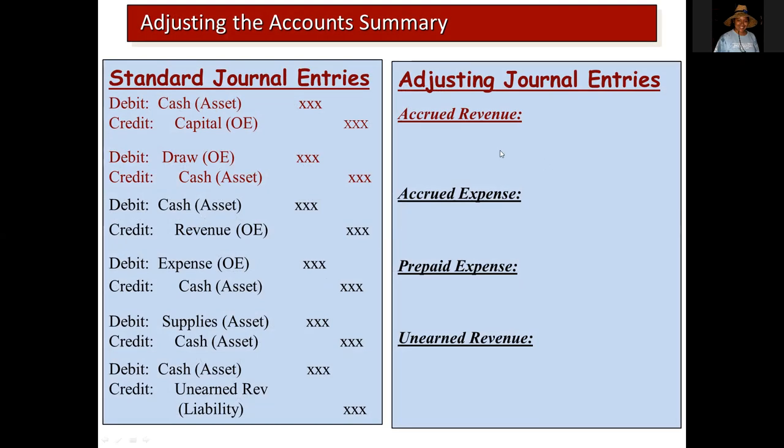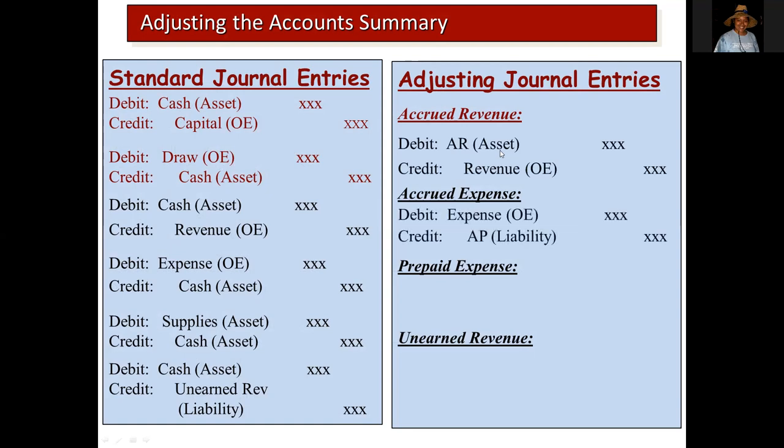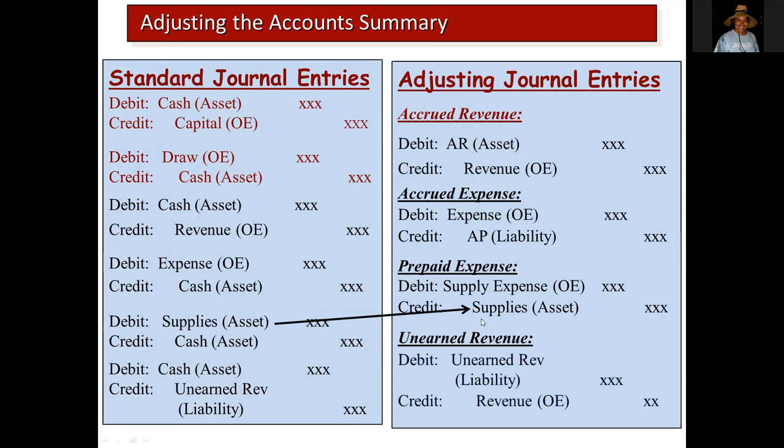Accrual entries for accrued revenues generally require a debit to an asset for the revenue, or a credit to a liability for expenses. Prepaid expenses require a debit or a credit to an asset account, which only comes from the standard journal entry where you debited the supplies when you purchased it, but when you use it, you usually have to credit it. And unearned revenues generally require you to debit the liability account that was created when you received the money in advance, and then convert that into actual revenues by crediting the revenue account.